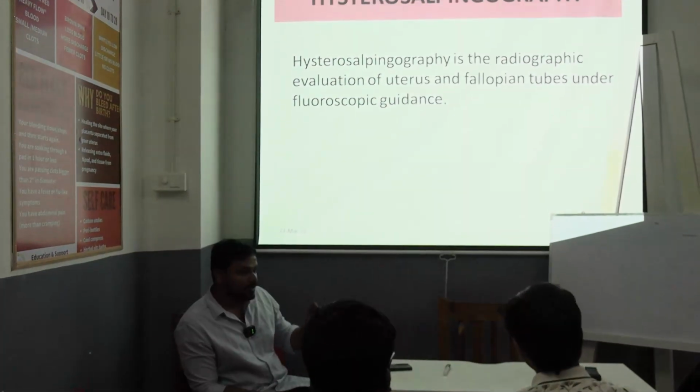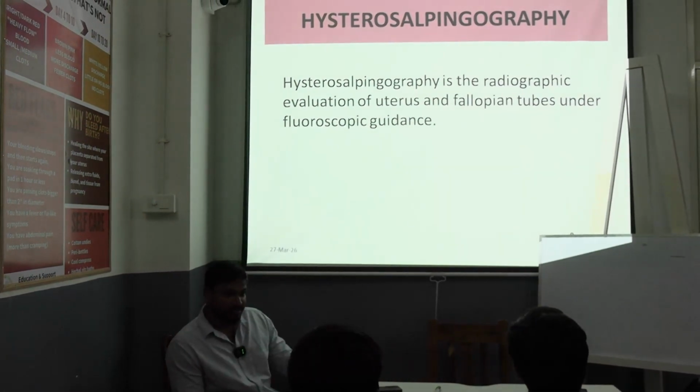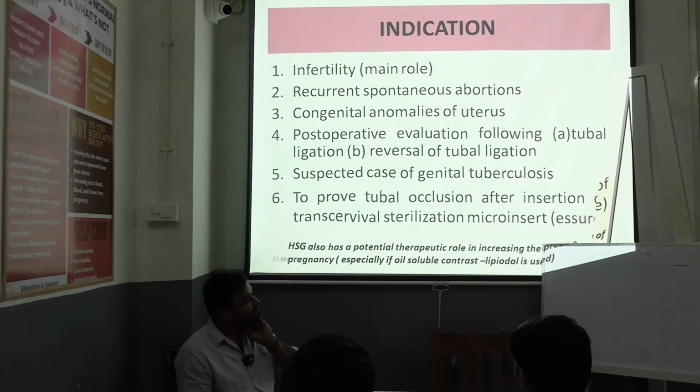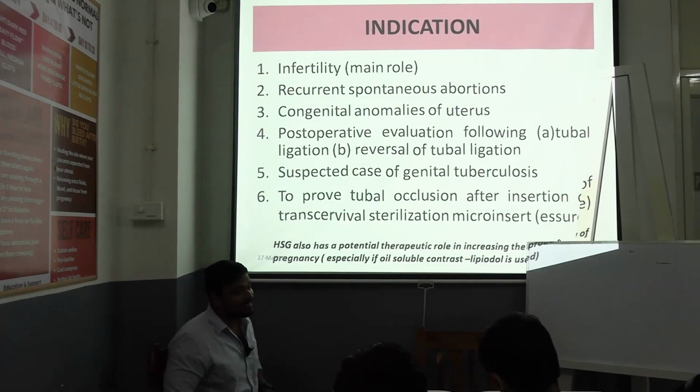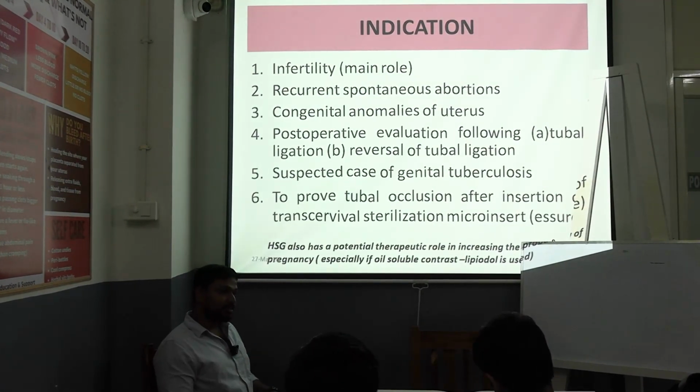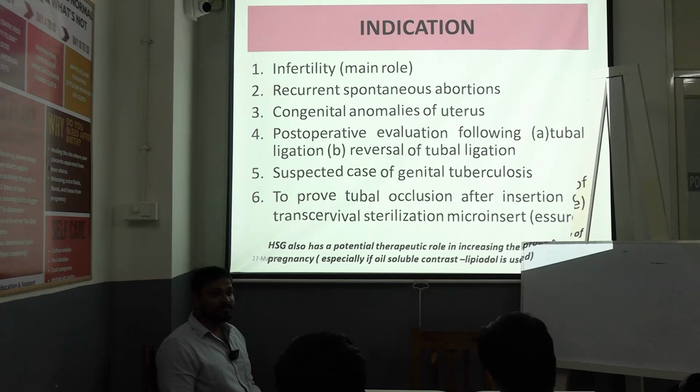Hystro means uterus, salpingo means salpinx, which is tube, and graphy is what? It is a radiographic intervention. We use X-ray to study the uterus and fallopian tube with a dye. It's a radiographic evaluation of the uterus and fallopian tube under fluoroscopic guidance. We are using a dye here. You should know all the indications: at what time will we do HSG?